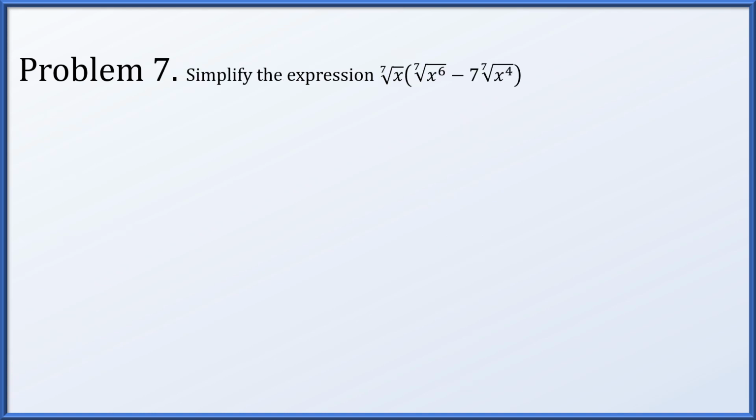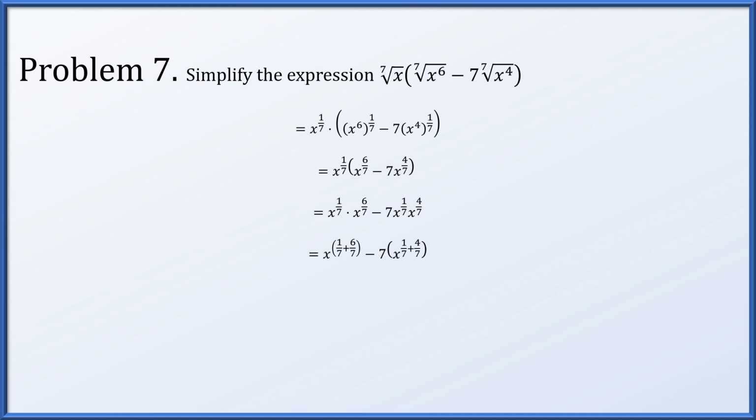In problem 7, simplify the expression: 7th root of x times the quantity 7th root of x to the 6th minus 7 times the 7th root of x to the 4th. I prefer to switch all of these to fractional exponents rather than radical notation. I find it easier to work with. So we have x to the 1/7 times x to the 6th raised to the 1/7 minus 7 times x to the 4th raised to the 1/7. We have x to the 6th to the 1/7 and x to the 4th to the 1/7. I'm going to multiply those exponents. So now we have x to the 1/7 times the quantity x to the 6/7 minus 7 times x to the 4/7. We can distribute that x to the 1/7 out.